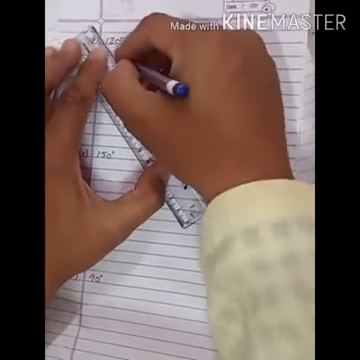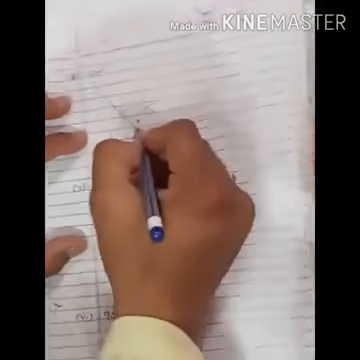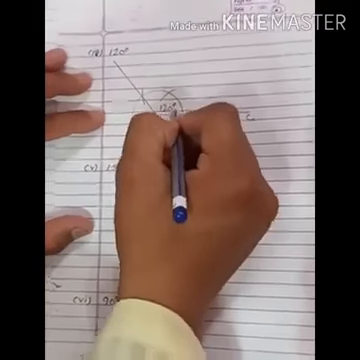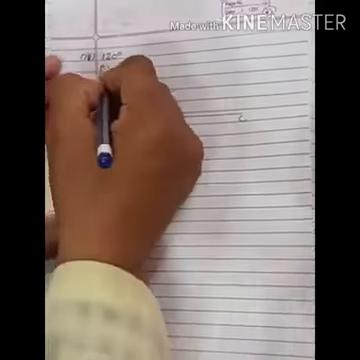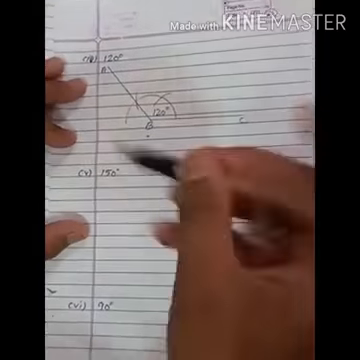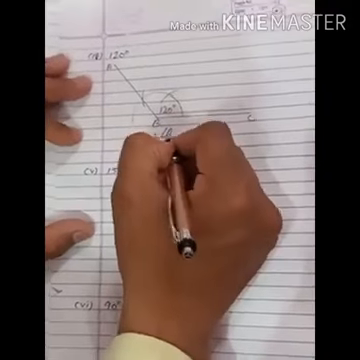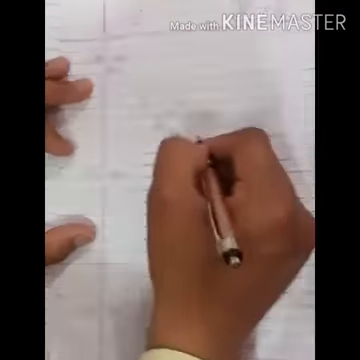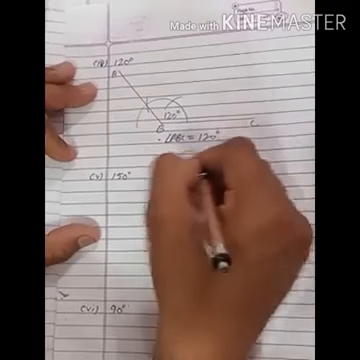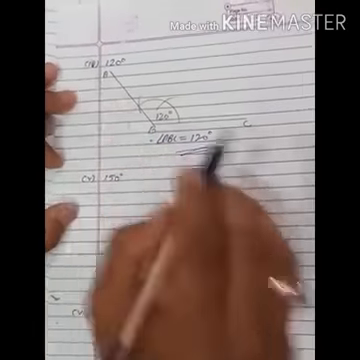So we will join this line like this. And here we will write 120 degree. And here A. So students, angle ABC is equal to 120 degree. This is about the 120 degree angle.